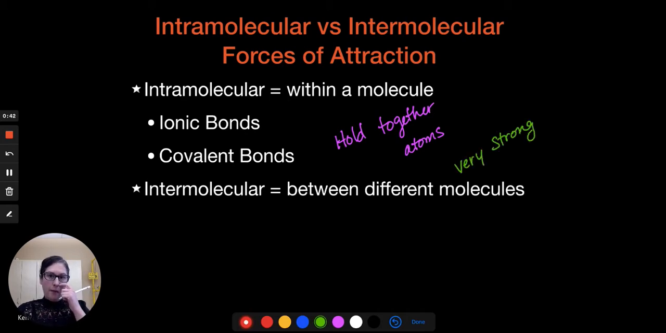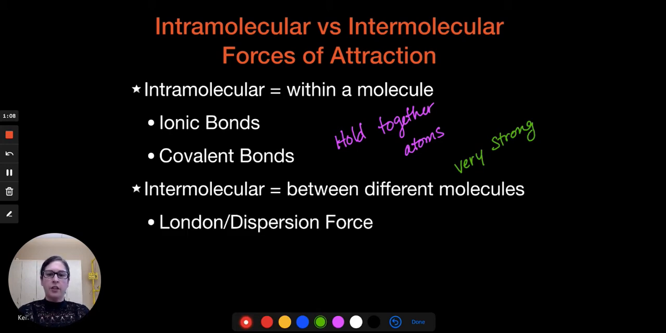Now, we have these intermolecular forces between different molecules. They're much weaker, but they're very important in a lot of different applications: in phase changes, in boiling points, in the way our DNA is held together, in a way that we can actually read it and use those genes. And there are three different ones that we are really going to focus on.